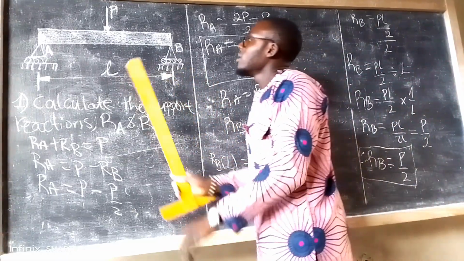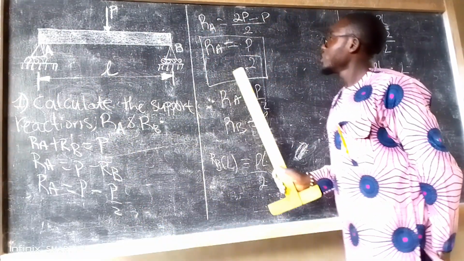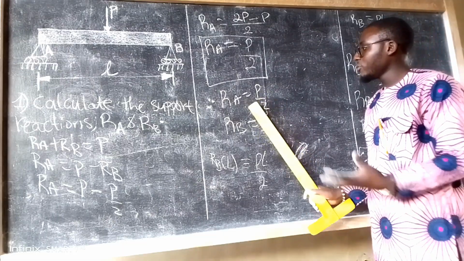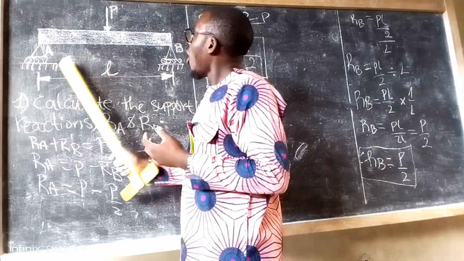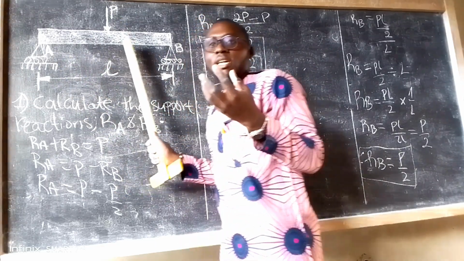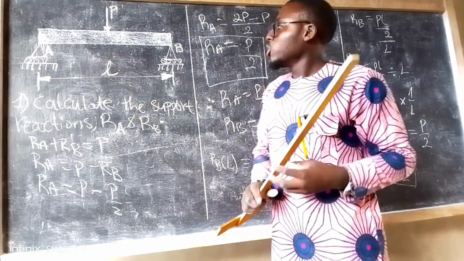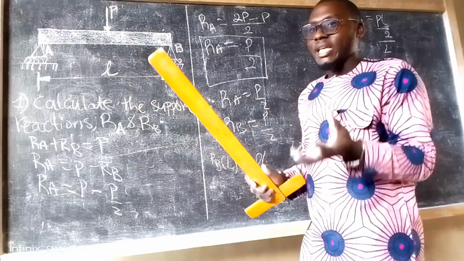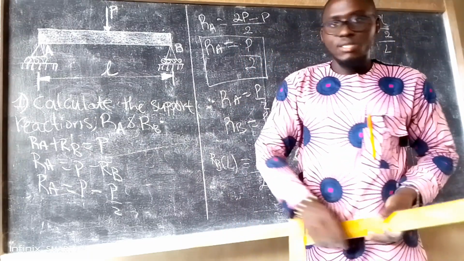So, viewers, here we are. This is the simple bit we have solved. We discovered that our RA is equal to our RB; they have the same value. This means that for a beam on two simple supports with a point load, the support reactions will be the same. The reaction at A is equal to the reaction at B, due to symmetry.